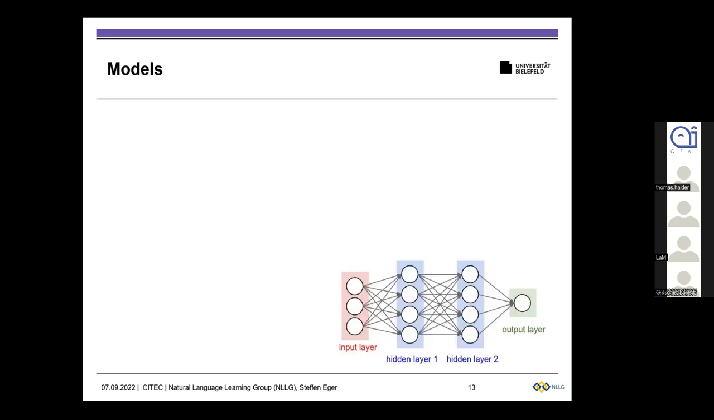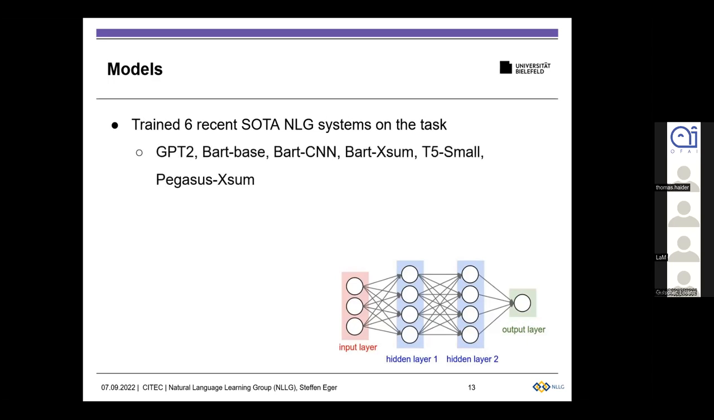We have the data, and then we also need models. And we basically trained six state-of-the-art natural language generation systems on the task. So here are the names of those: GPT-2, BART Base, BART CNN, BART XSUM, T5 Small, Pegasus XSUM. So I'm not going into the details of those text generation models. Let me just point out that they have all been considered state of the art in the last 2 to 3 years. They are basically all transformer-based models.